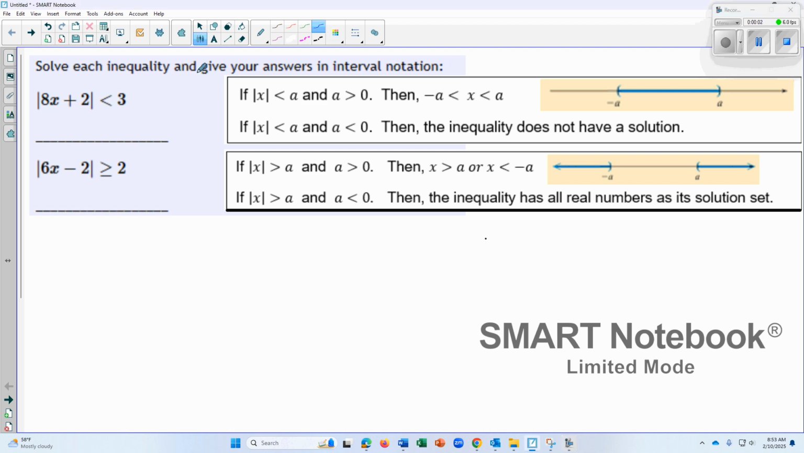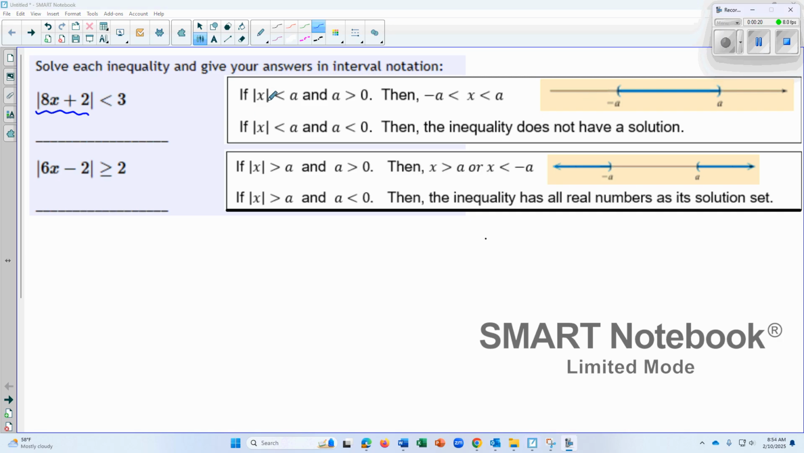Okay, so looking at these two, you've got one of each type. So we have one where the absolute value is going to be less than and one where it's going to be greater than. And then they also throw in the equals to sign here. But the rule basically, we have two different rules for when we're dealing with the less than and when we're dealing with greater than.